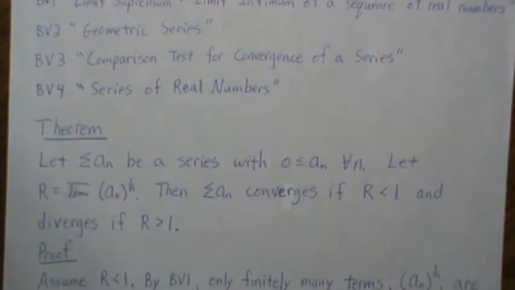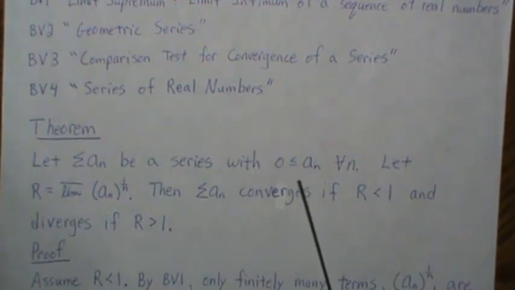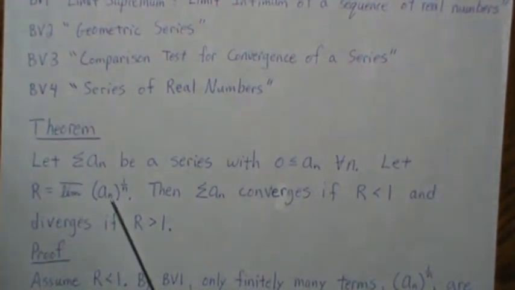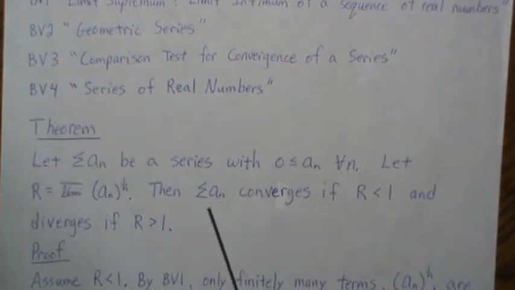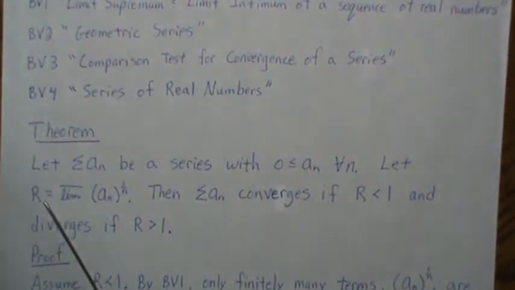The root test says this: if we have a series a_n with terms non-negative for all n, if we let R be the limit supremum of the nth root of a_n, then our series a_n converges if R is less than 1 and diverges if R is greater than 1. Now remember, R is the limit supremum.